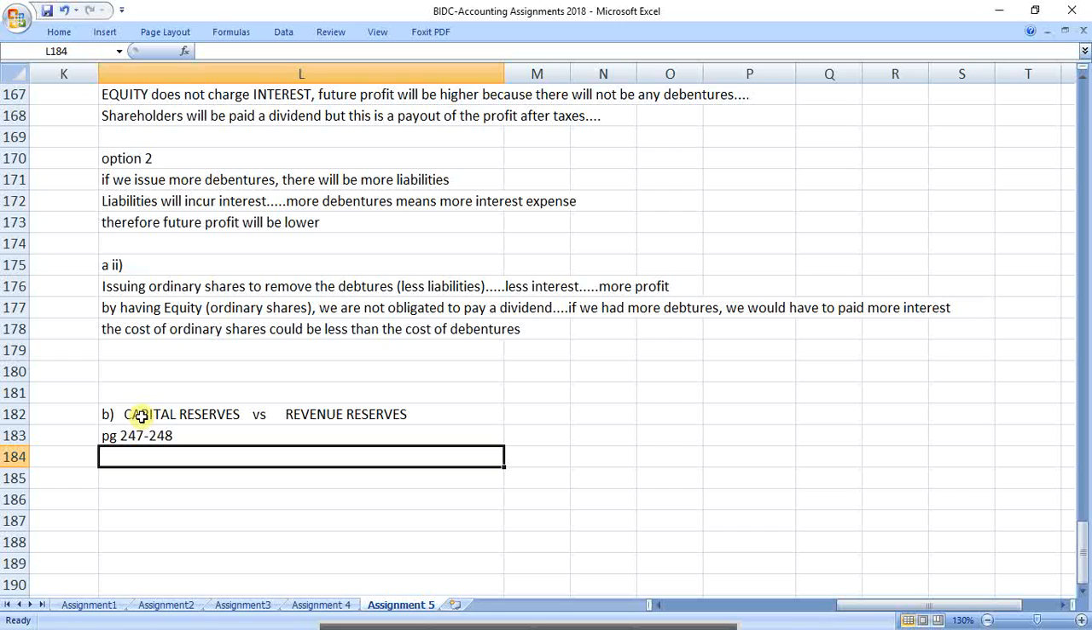Let's see. Public-private companies next. Income statement. Ordinary shares. Revaluation reserve there. There's the revaluation reserve. Statement of financial position. Next.